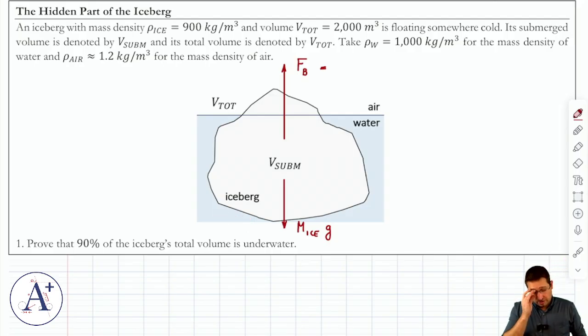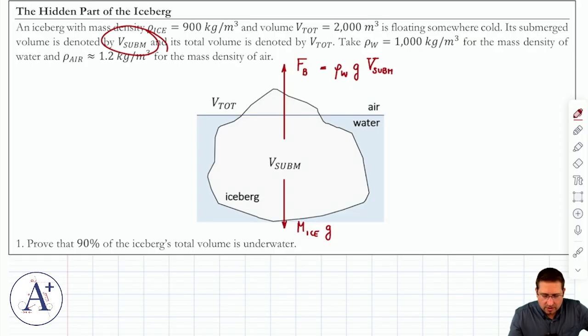The buoyant force F_B, by definition, is rho of water, g, times the displaced volume or the submerged volume. Well, I'm told that the submerged volume is called V submerged, conveniently. So that's it. That's my buoyant force due to water, or from the water.